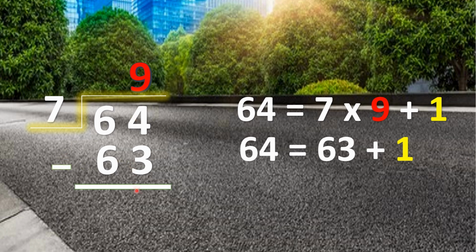4 minus 3 is 1. 6 minus 6 is 0. So we can just write 1. And we are done. So we write neatly. 64 divided by 7 is equal to 9 remainder 1. Excellent.